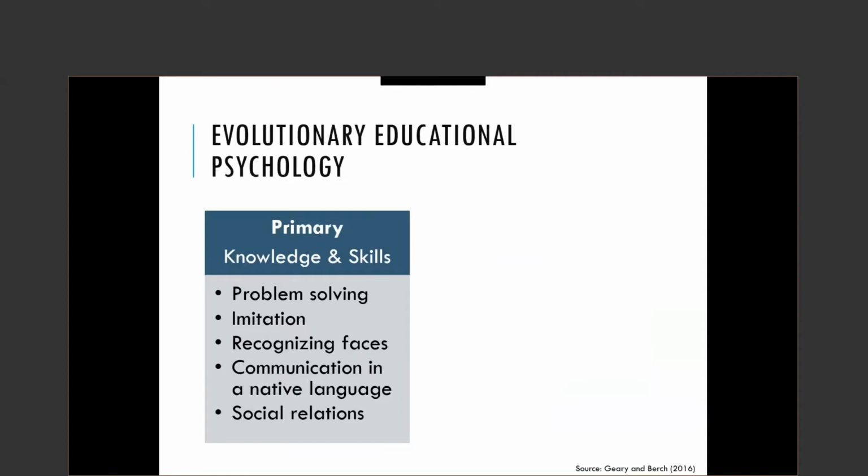The first bucket, the one that you can see right now on the screen, is the primary knowledge and skills. It includes items that we are all familiar with and that are usually learned during our upbringing. Like when we are growing up, we learn these things that you can see on the screen: things like problem solving, imitation, recognizing faces, communication in your native language, and social relations. Just because we belong to a social group, we learn to speak in our native language.